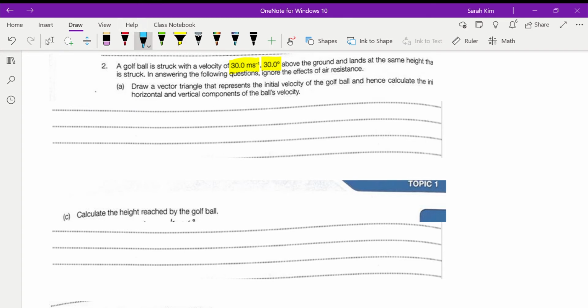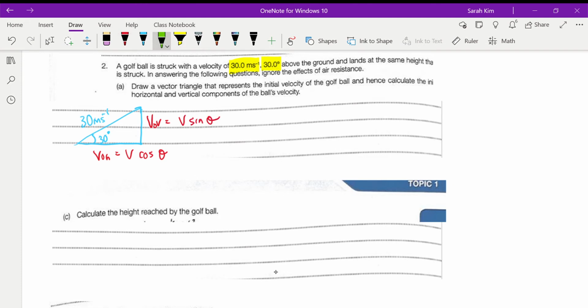Cool. So this is what my velocity looks like: 30 meters per second, 30 degrees above the ground. So we'll just split this into V initial, horizontal and vertical. So what were the equations for these? My VH is V cos theta, and my VV is V sine theta.